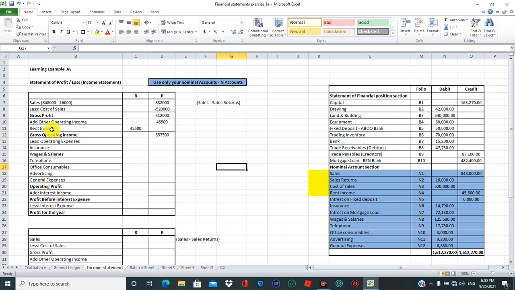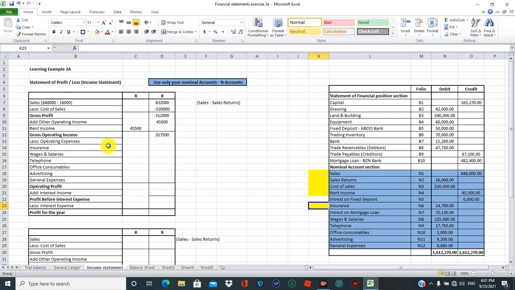So the only expenses, the operating expenses, that's the expenses that you need to run your business. Like you need to have insurance, you need to pay wages, you need to pay for the telephone, office consumables, all that stuff, that goes there. And then your interest income and your interest expenses come last. Okay? So let's just have a look. So I'm skipping the interest, and then we have to do the insurance.